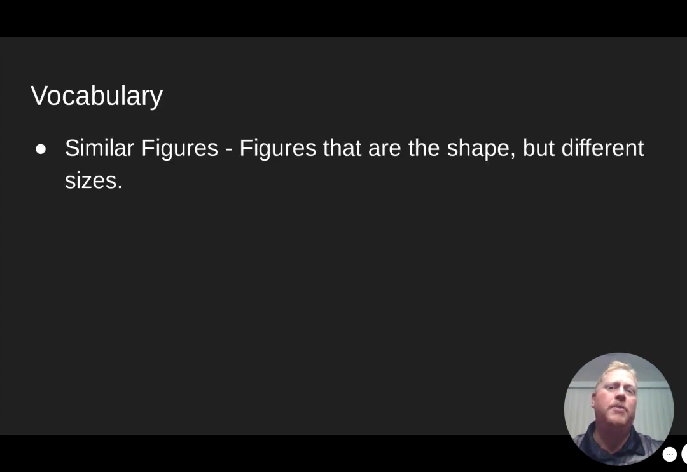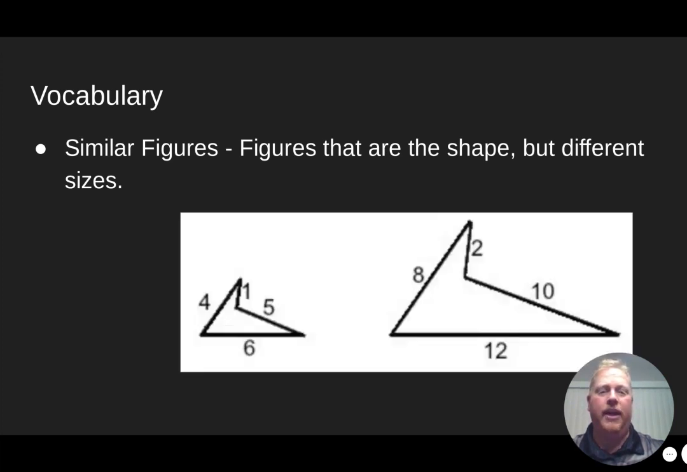So let's start off with a little bit of vocabulary. Similar figures. That's part of the title of this lesson. Similar figures are two figures that have the exact same shape but different sizes. A couple examples of that: here we have two geometric shapes. They're kind of weird looking shapes, but they're the exact same shape, but clearly different sizes. So that's what similar figures are.